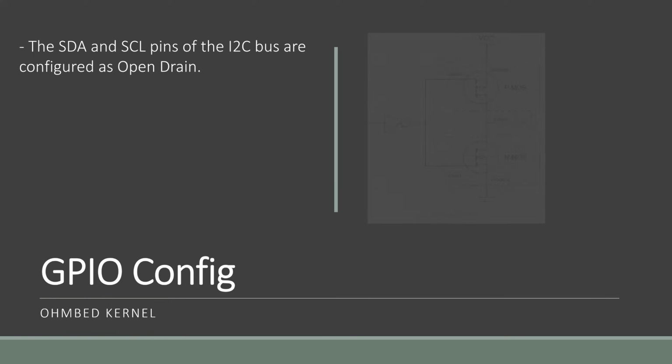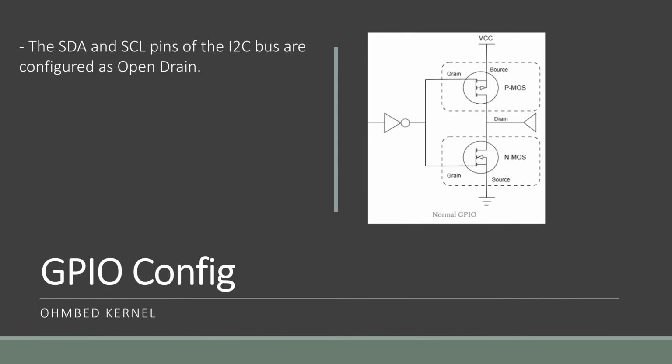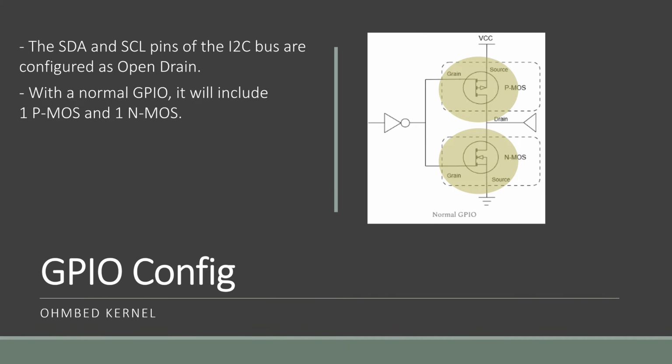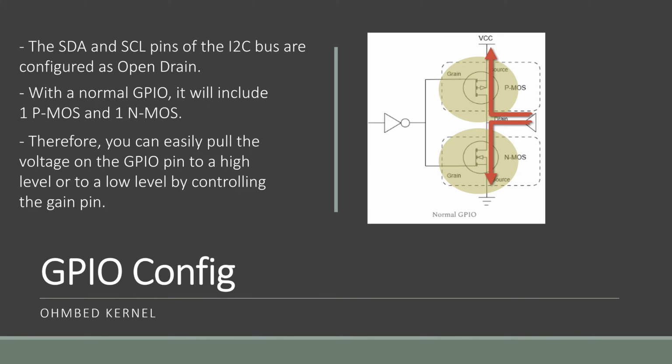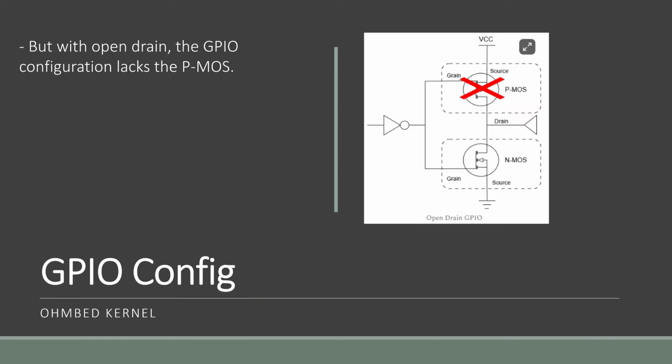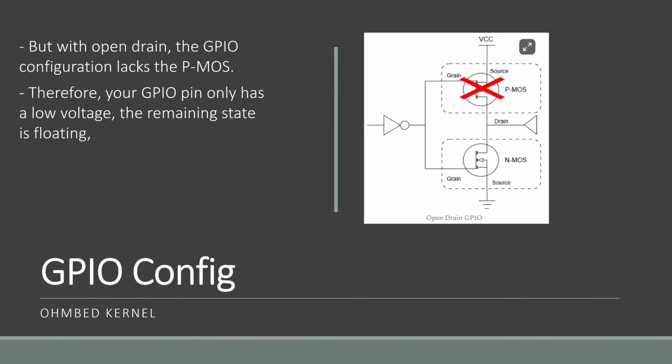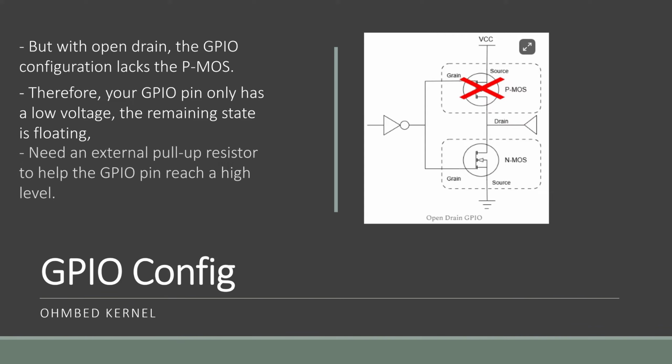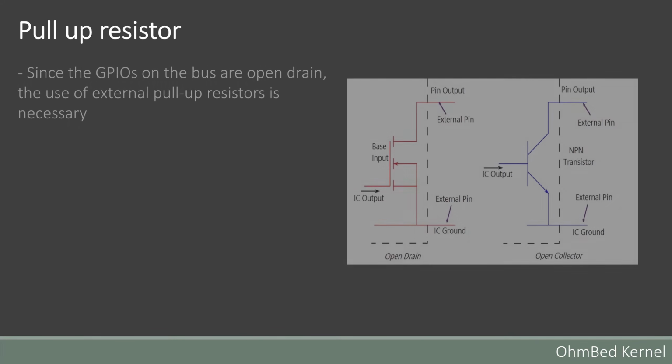The SDA and SCL pins of the I2C bus are configured as open drain, an important specification of the protocol. A normal GPIO has 1 PMOS and 1 NMOS, allowing easy control of high or low voltage. But with open drain, the GPIO lacks the PMOS, so the pin only drives low, while the high state is floating and needs an external pull-up resistor.